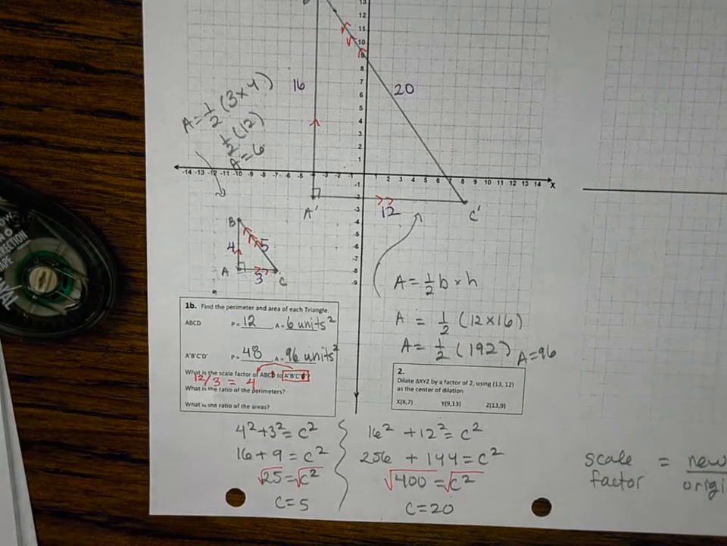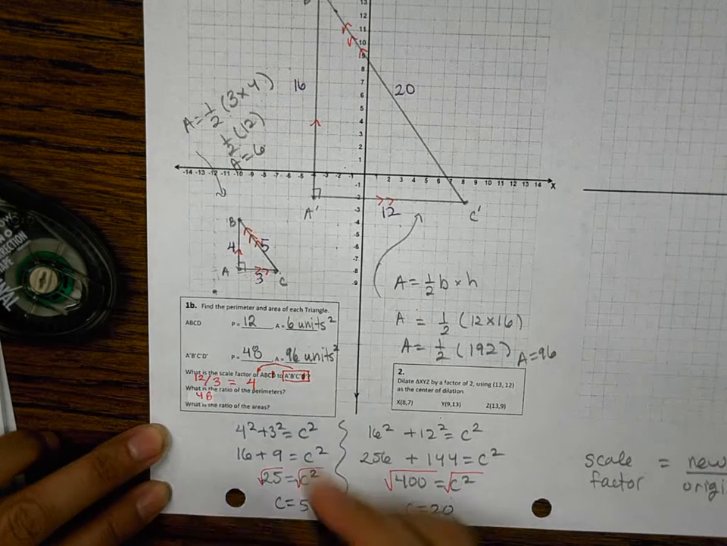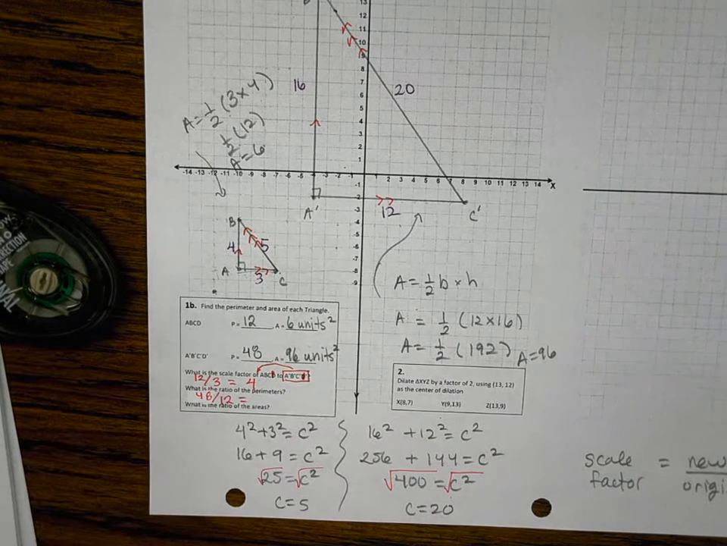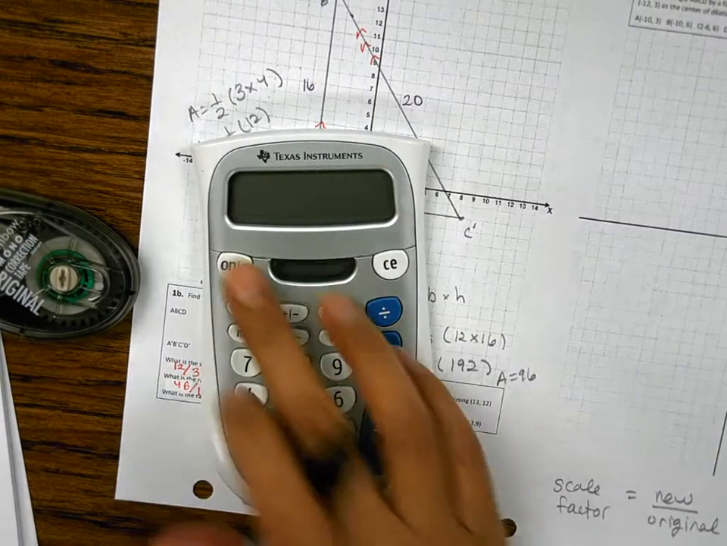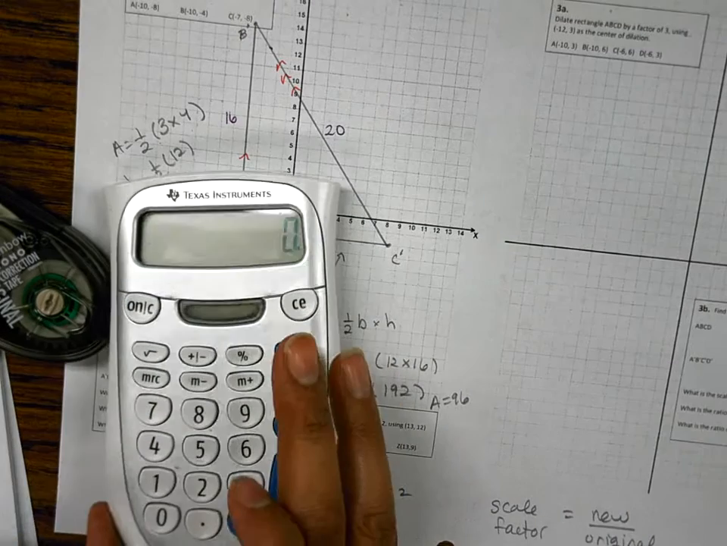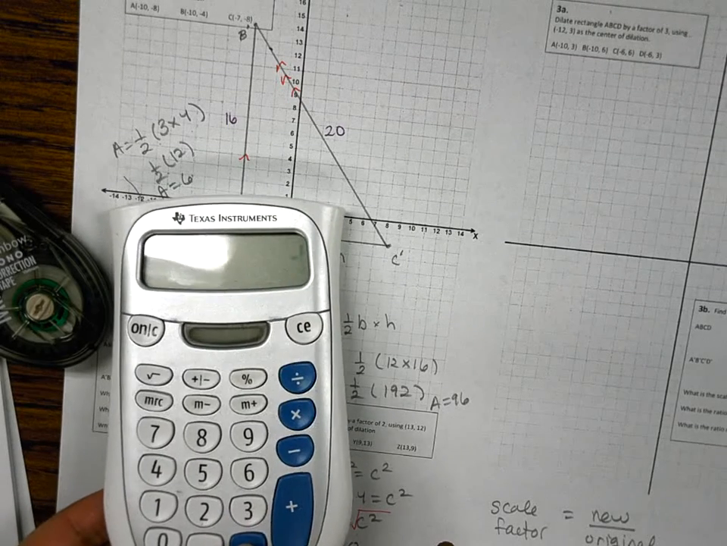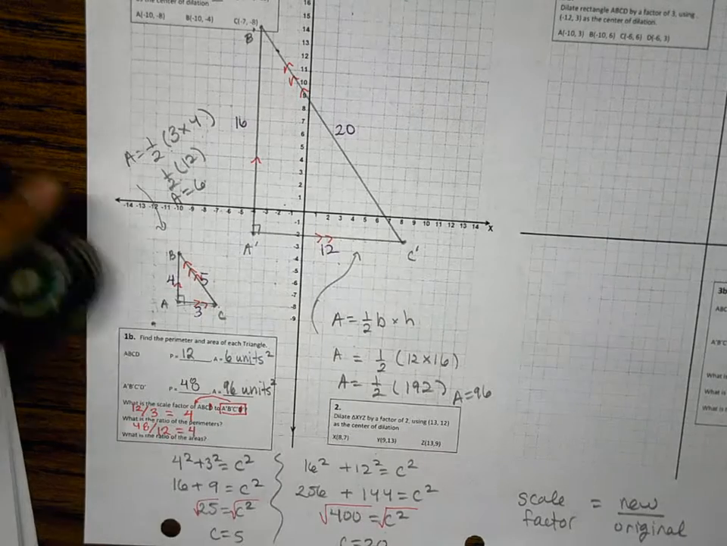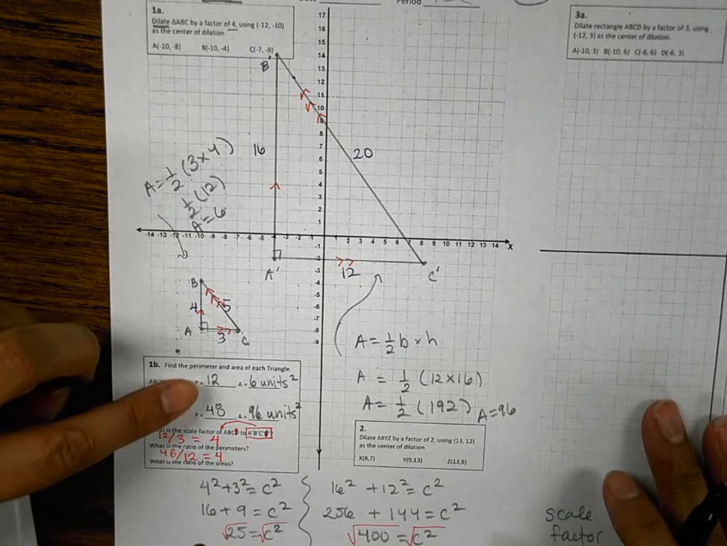So let's write that in the perimeter area. 48 is the new perimeter over the original perimeter, which is 12. 48 over 12. If you plug it in your calculator, 48 divided by 12 equals 4. And that's not a coincidence, that your perimeter got 4 times bigger, because that is the scale factor. So 12 times 4 is 48.